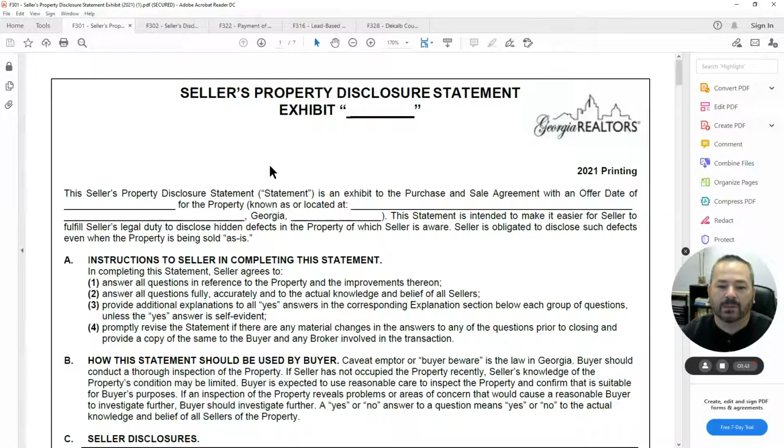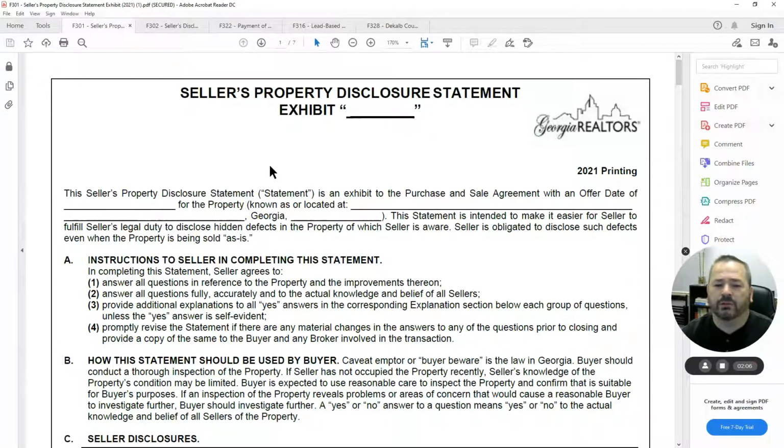Latent means hidden. Okay, so there's a leak in the air conditioning coolant system. The water heater doesn't perform correctly. There's a leak in the roof. Those are things that may not be easily seen by somebody making a cursory inspection of the property. Legally, that has to be disclosed, whether they fill out a seller's property disclosure statement or not.